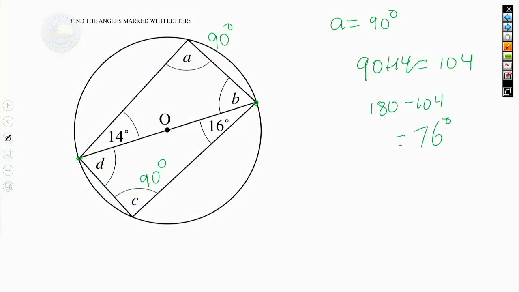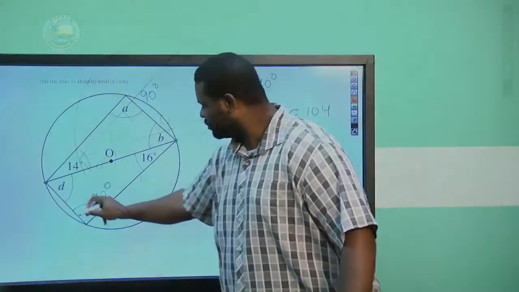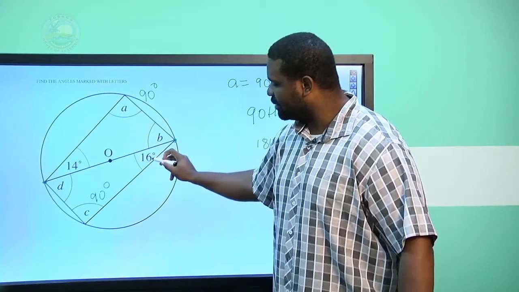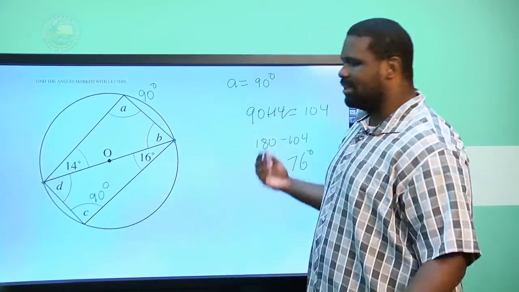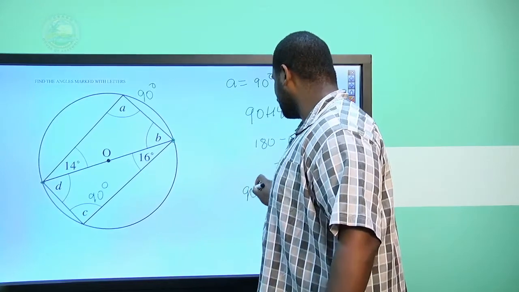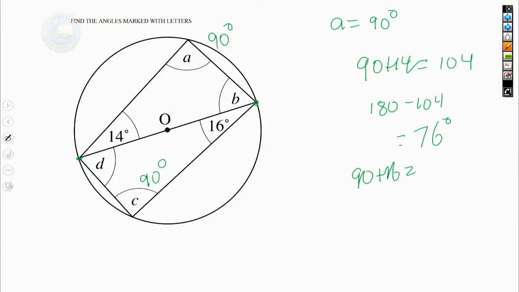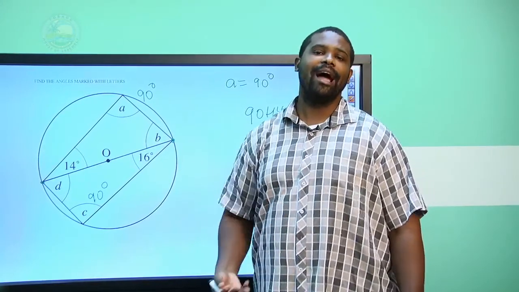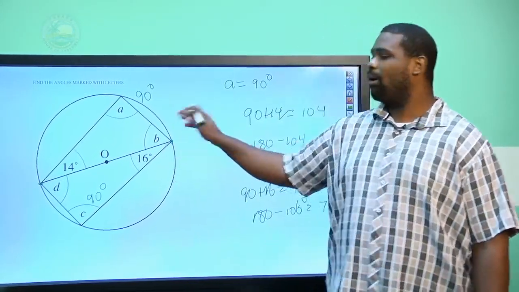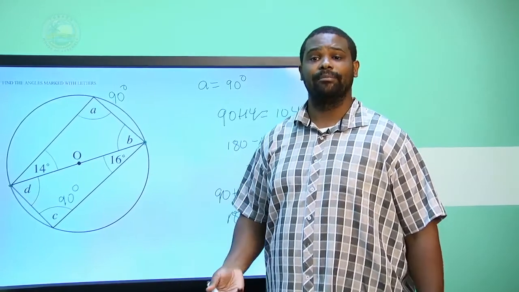Now what about angle D? Angle D is formed from this triangle. And if here is 16 and here is 90, then to find D, it's simple. 90 and 16 is going to be 106 degrees. So then 180 take away 106 degrees is going to be 74 degrees. So by applying our rule, in this case just one rule, and our knowledge of triangles and interior angles of triangles, we were able to find all of the missing angles in this particular diagram.